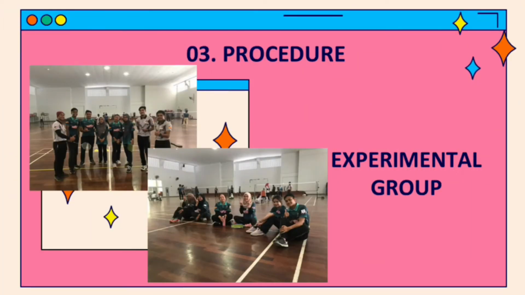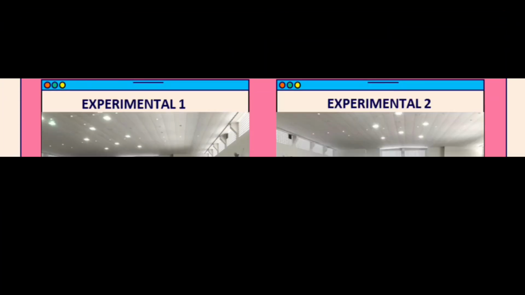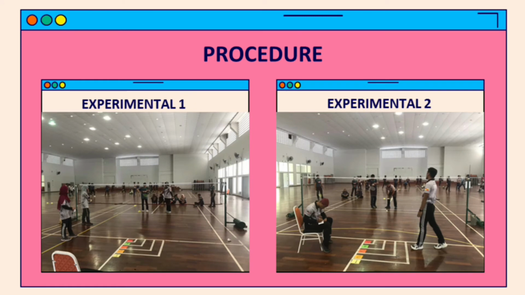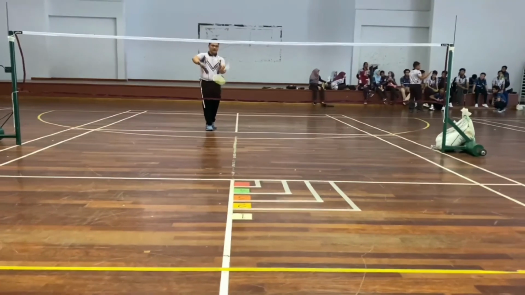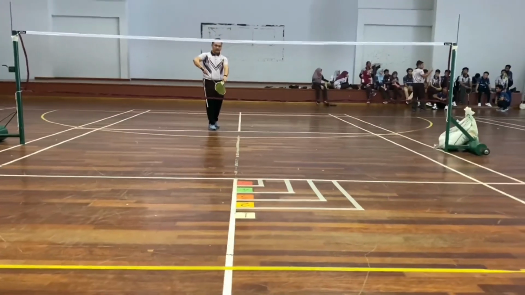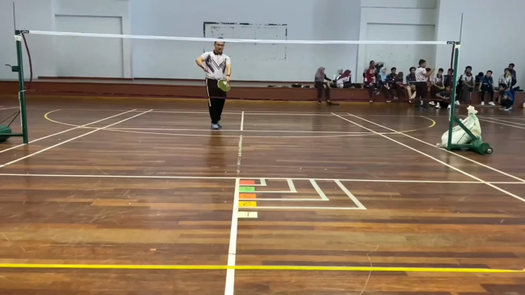The procedure for the experimental group. Number 1. There are 12 students that have been chosen to participate in this test, and these 12 students will be divided into 2 smaller groups consisting of 6 students per group. Number 2. The students are required to do the backhand serve technique in badminton sport.